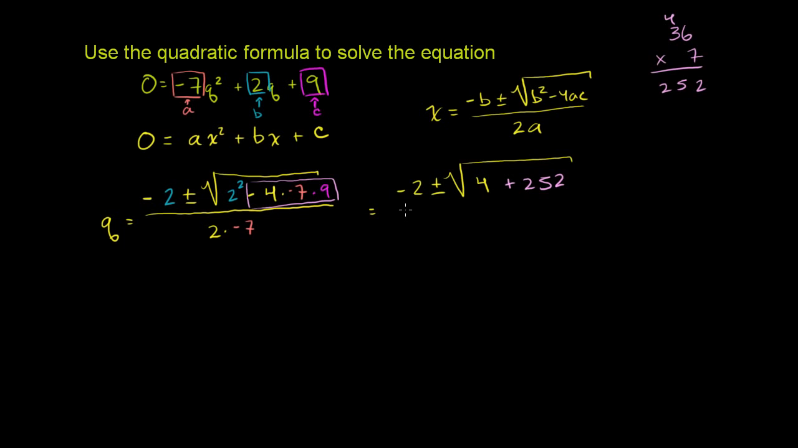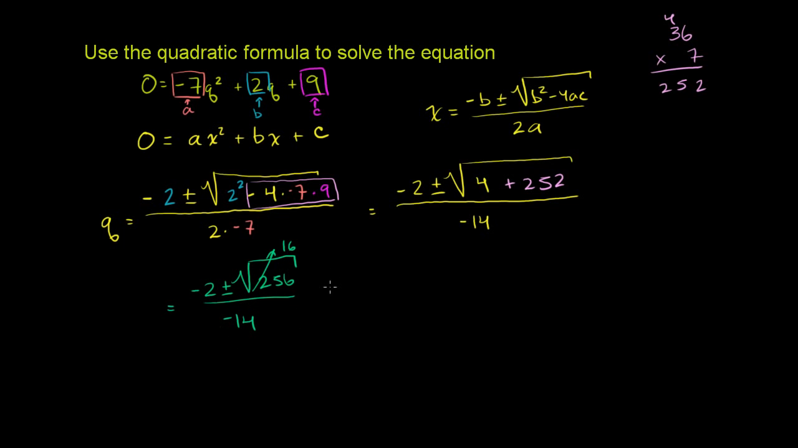And then our denominator, 2 times negative 7 is negative 14. Now, what does this equal? Well, this is equal to negative 2 plus or minus the square root of, what's 4 plus 252? It's just 256. All of that over negative 14. And what's the square root of 256? It's 16. You can try it out for yourself. This is 16 times 16. So the square root of 256 is 16.